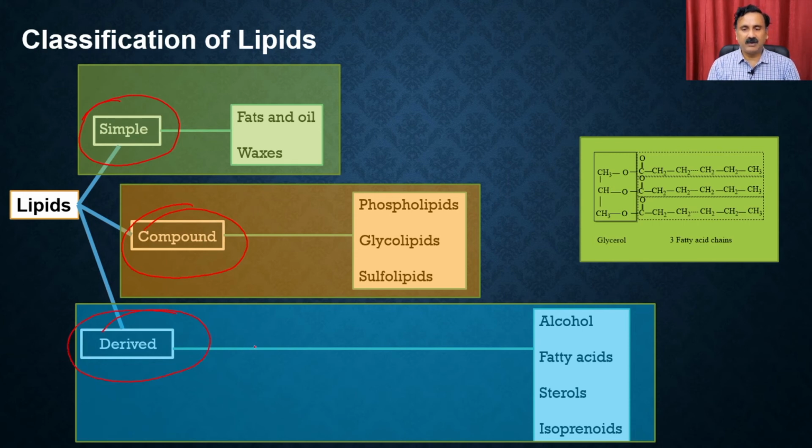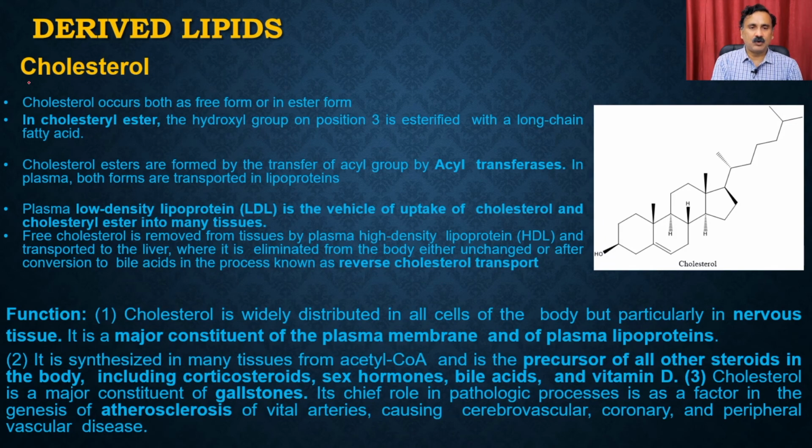Within the derived lipids you have a special type of lipid. I have taken an example of only one lipid, which is called cholesterol. Cholesterol has a different structure and different biochemical properties, and does not follow the rule where it has a backbone and then fatty acids. Cholesterol occurs both in the free form and in the ester form. In cholesterol ester, the hydroxyl group on position 3 is esterified with a long chain fatty acid. The cholesterol esters are formed by the transfer of an acyl group by acyl transferases.